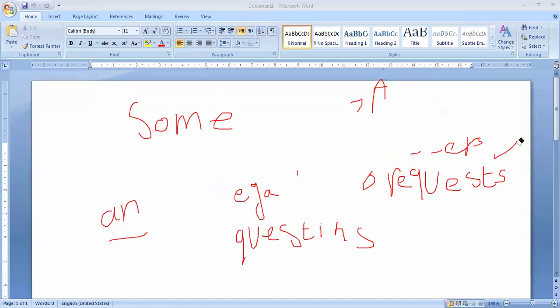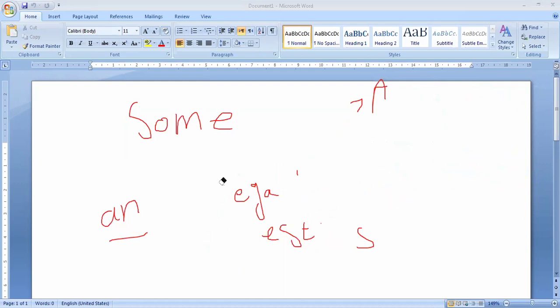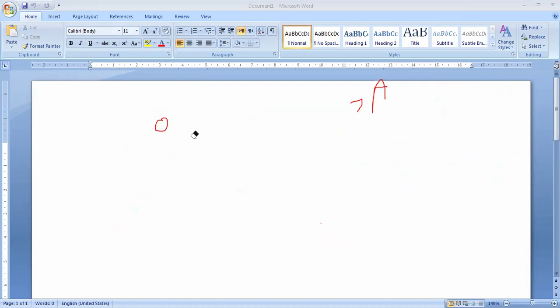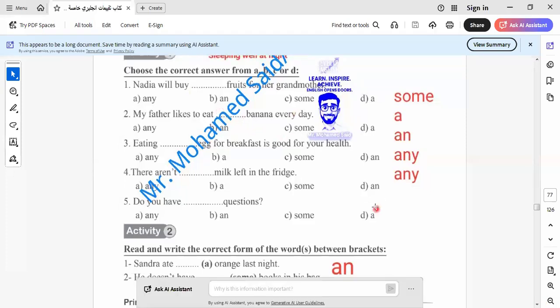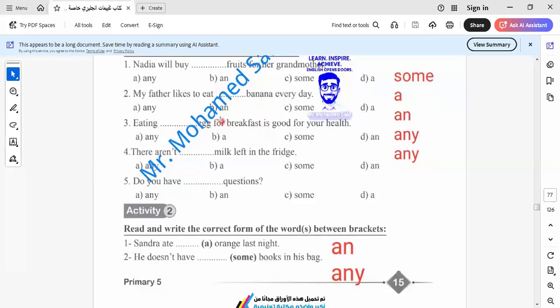Let's go to our lesson to continue this topic. Here we say, Nadia will buy what? We buy here some fruits for her grandmother. Let's go to another one. My father likes to eat a banana every day.